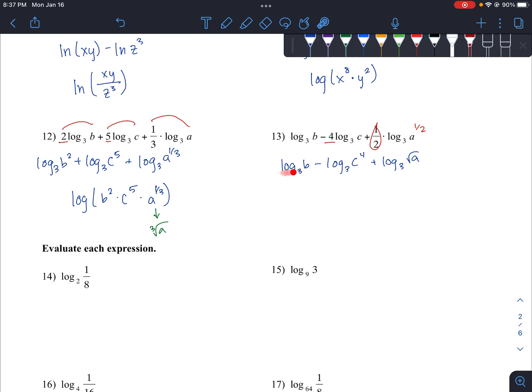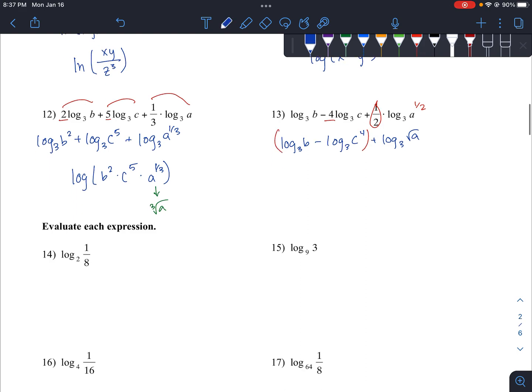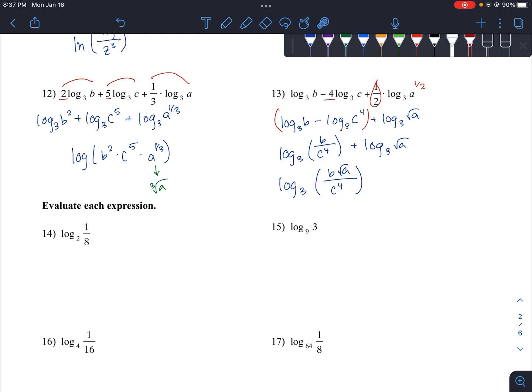Now, yes, I can use this as a quotient right here, so we can go ahead and do that. So make this a quotient. So this would be a log base 3 of b over c to the 4th. And then we have the plus log base 3 of the square root of a. And then I can multiply this by this right here. So that will be a log base 3 of b square root of a multiplied on the numerator, and then c to the 4th still in the denominator. And there you have it.